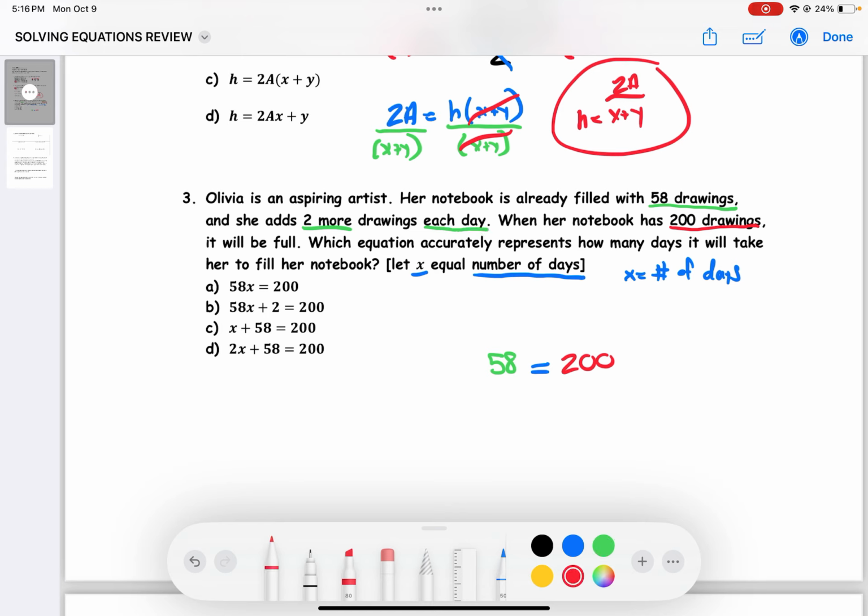When you see this word each, or maybe you'll see the word per day, in both of those cases, I want you to think about multiplying, because that's kind of like a buzzword for multiplying, right? 2 drawings each day, 2 drawings per day. And I let my variable X represent my number of days. So it's going to be 2 drawings per day, 2 times X. And I'm going to add in those 58 drawings that I already have, right? And that is how I get answer D in this problem. I have built my equation. Notice I'm not asking you to solve it. I just want to know which equation represents it.